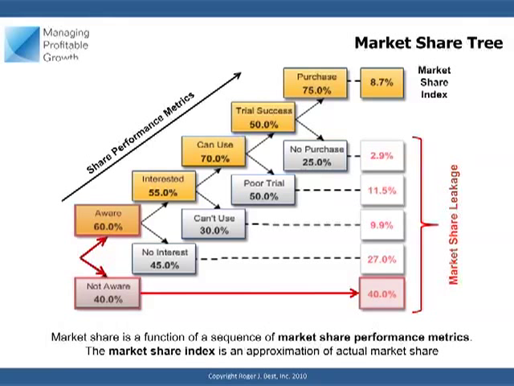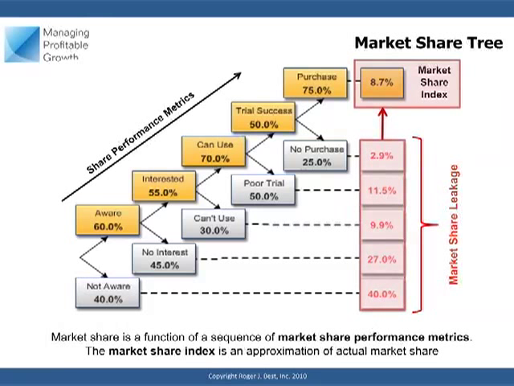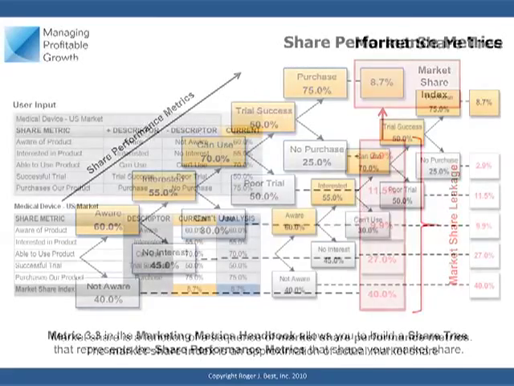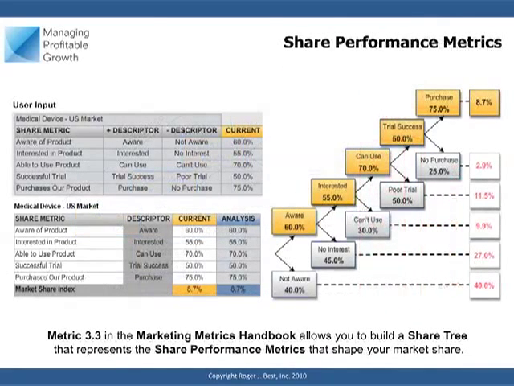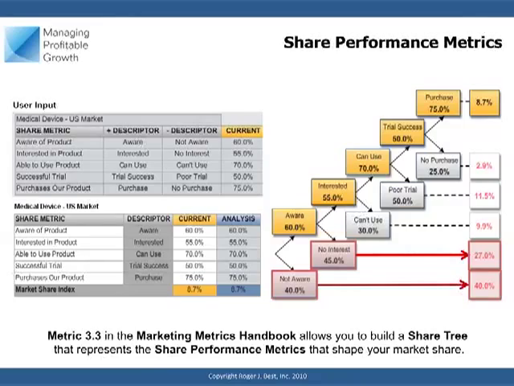Of the 60% who are aware of this product, 45% are not interested. This results in an additional share leakage of 27%. After other points of share leakage are considered, the net result is a market share index of 8.7%. Using Metric 3.3, you can build a share tree, estimate current performance for each performance metric, and compute your market share index. Share performance metrics with the largest share leakage illuminate the critical areas for market share improvement.